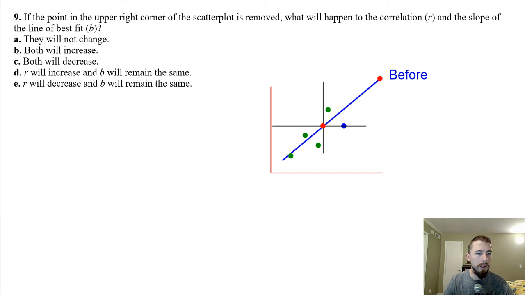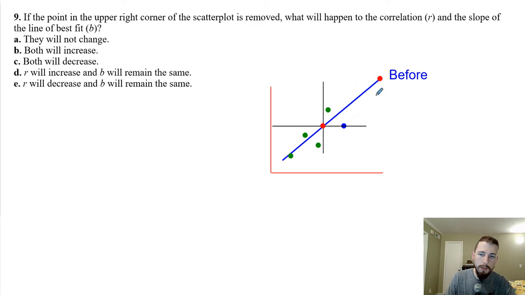All right, so on number 9, it asks if the point in the upper right-hand corner, which is going to be this point right up here, of the scatter plot is removed, what will happen to the correlation and the slope of the line of best fit? So the correlation here, if we remove this point here, so first I guess we'll look at the slope.